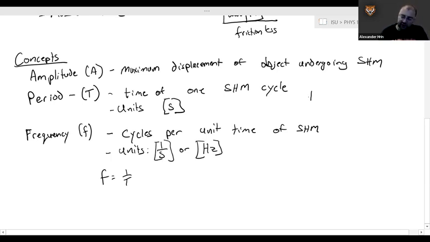Now it is worth noting that the period is also equal to 1 over the frequency. So those two are related in that way. You could manipulate either one of those equations to find that.